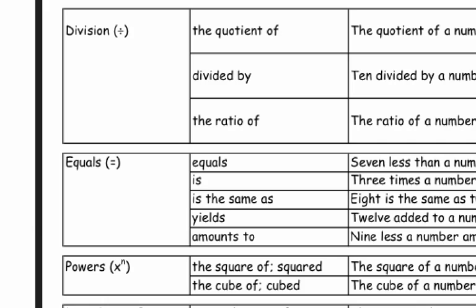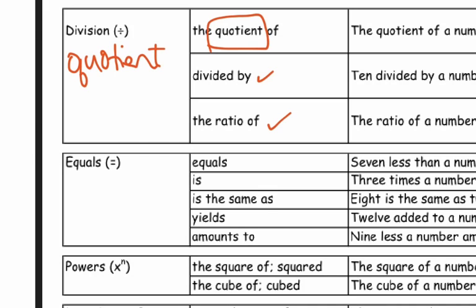Okay, division is the quotient. So quotient is the true way to say divide, and so we're going to write that down. Quotient is a weird word. It's actually hard to spell if you haven't spelled it for a while, but it is what it is. So the quotient of is a way to say division. Divided by, of course, is a way to say division, and the ratio of is a way to say division.